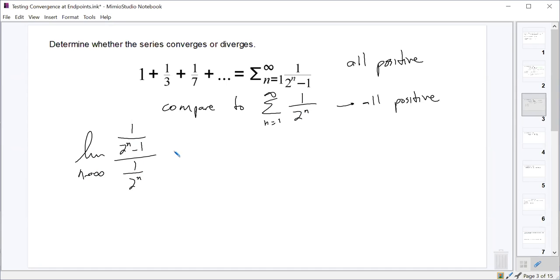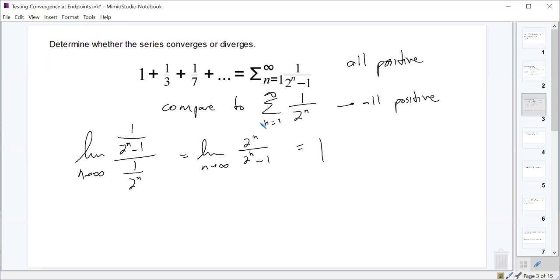And that should give us a limit as n approaches infinity of 2 to the n over 2 to the n minus 1. And what's that limit equal? As we go towards infinity, that minus 1 becomes insignificant, and 2 to the n over 2 to the n should just become 1. Good. And so since this is a finite value between 0 and infinity, that means that either both of these series converge or both of these series diverge.